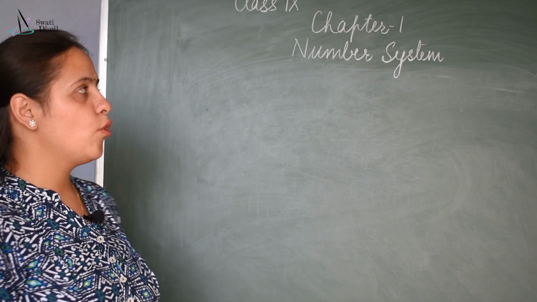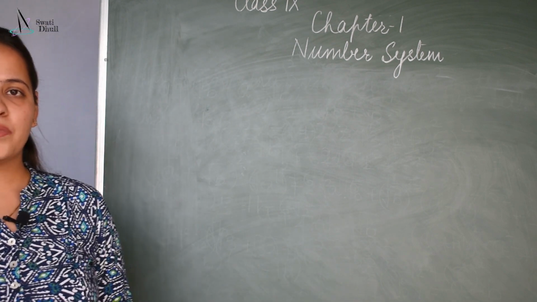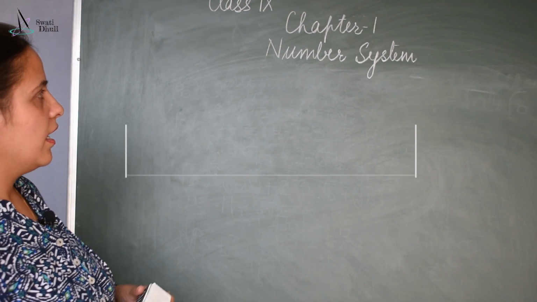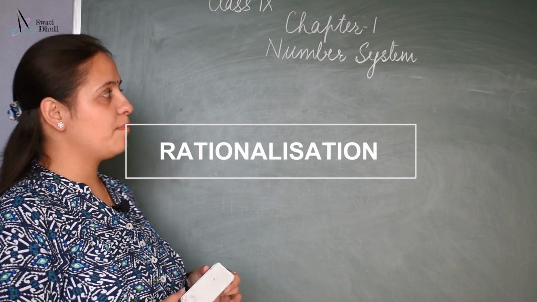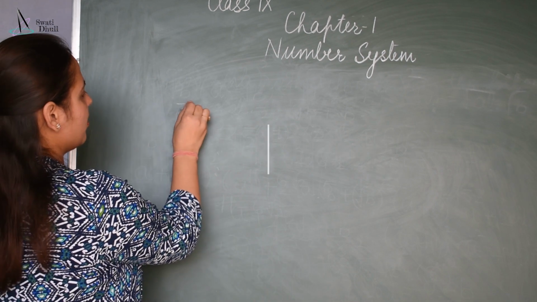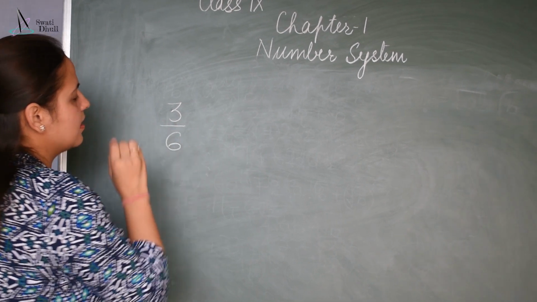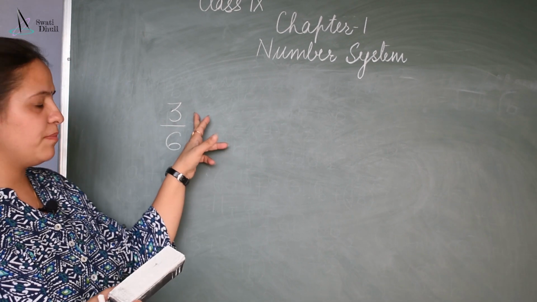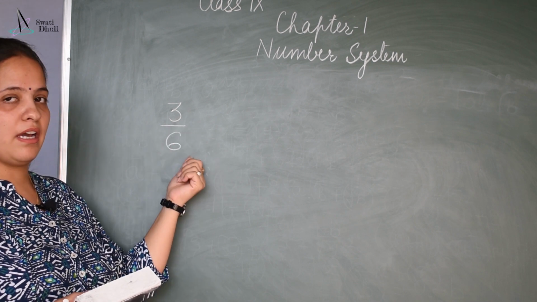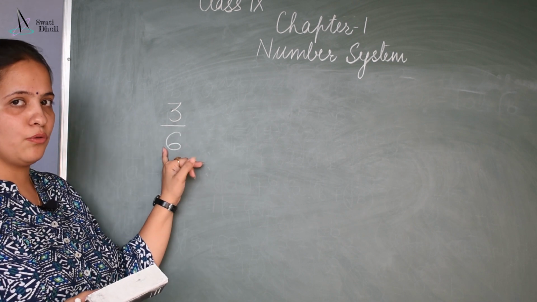Today I am going to discuss with you all what is rationalization, which is a topic in class 9th, chapter 1, that is number system. Suppose we have a rational number 3 by 6. It is in the form of p by q. So this is a rational number where p and q are integers and q will not be equal to 0.